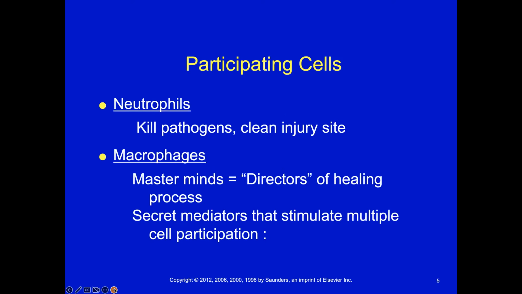There are a number of cells that participate in the process. The first two are cells you're already familiar with. We have neutrophils. These are the cells that are able to come in initially, right away. They will kill any pathogens and then start cleaning up the injury site. We also have macrophages present as a sentinel cell, certainly, so they're ready to start the process of inflammation and then healing.